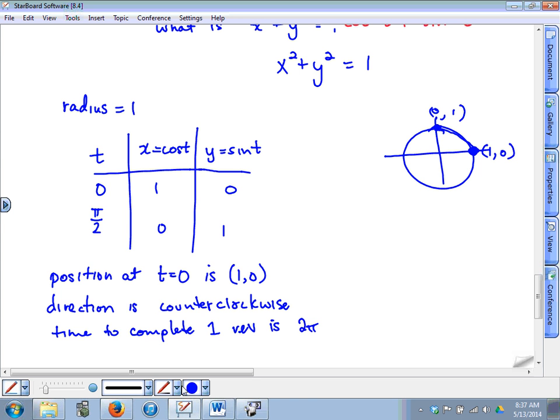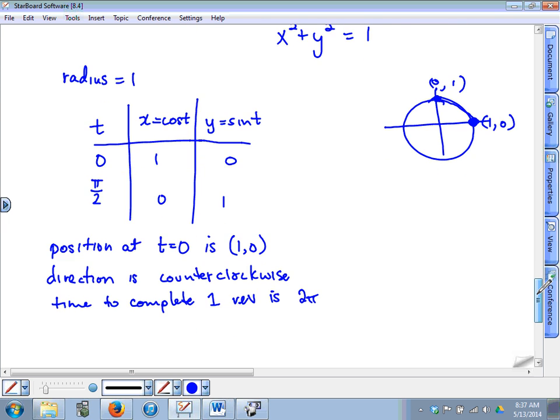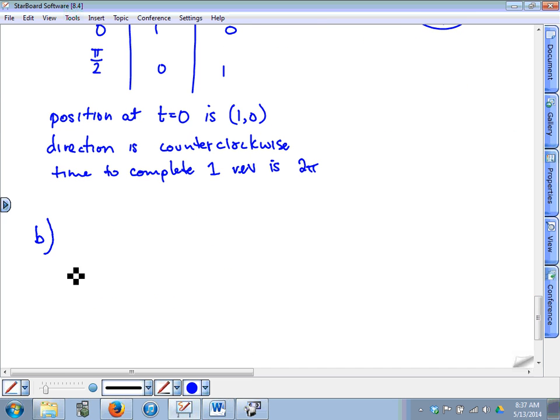Let's do one now, though, where the radius changes a bit. Let's see what effect that has. Alright, cool. Part B, same example: x is equal to 2 sine of t, y is equal to 2 cosine of t. Same directions. We need to find the radius, and we need to find the position at t equals 0.